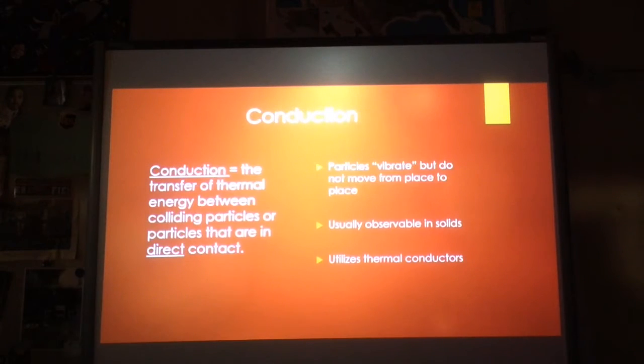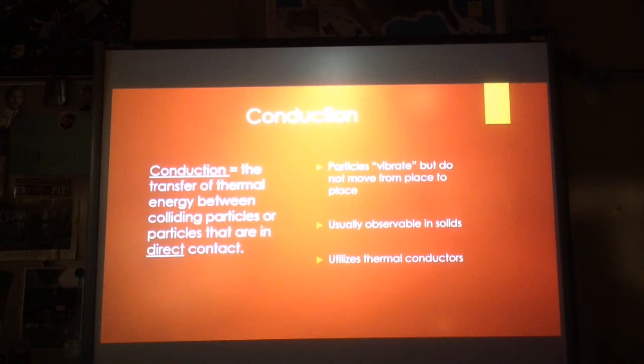Which brings us to conduction. Conduction is a transfer of thermal energy between colliding particles, or particles that are in direct contact. We underline the word direct because that is actually important with this one. It's important also to note that particles vibrate but do not move from place to place. So it kind of sits in its exact place and just kind of shakes or shifts from side to side. But the particle does not actually change position.